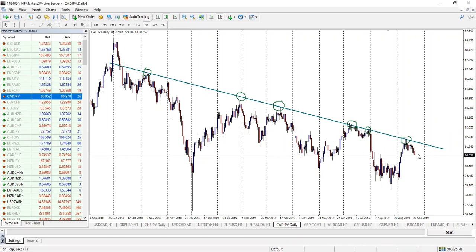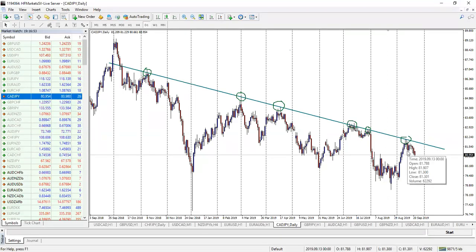Now, this acts as a dynamic resistance of this downtrend. The market made a pullback there, and there was a rejection on this dynamic resistance. This trend line acts as a dynamic resistance, guys. Why? Because this is a downtrend. You can see the rejection there, and another one there. Whenever the market made a pullback to this area, it encountered resistance. So you can see the rejection, another rejection, another one there.